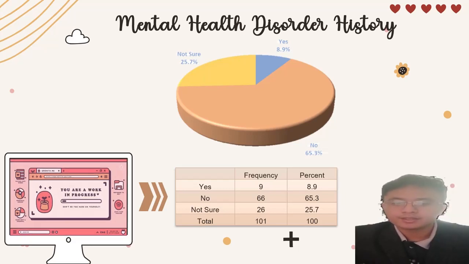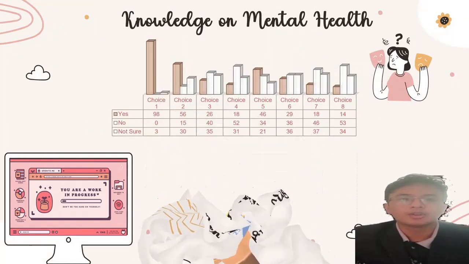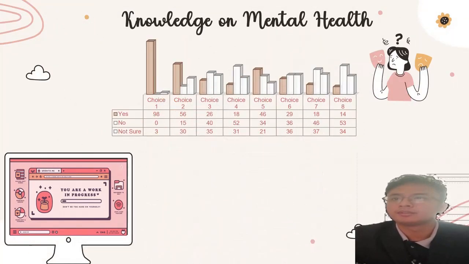Okay. Next, I'll be presenting on knowledge on mental health. Based on Figure 1 and Table 4, for Choice 1, which is mental disorders are conditions that affect your thinking, feeling, mood, and behavior.